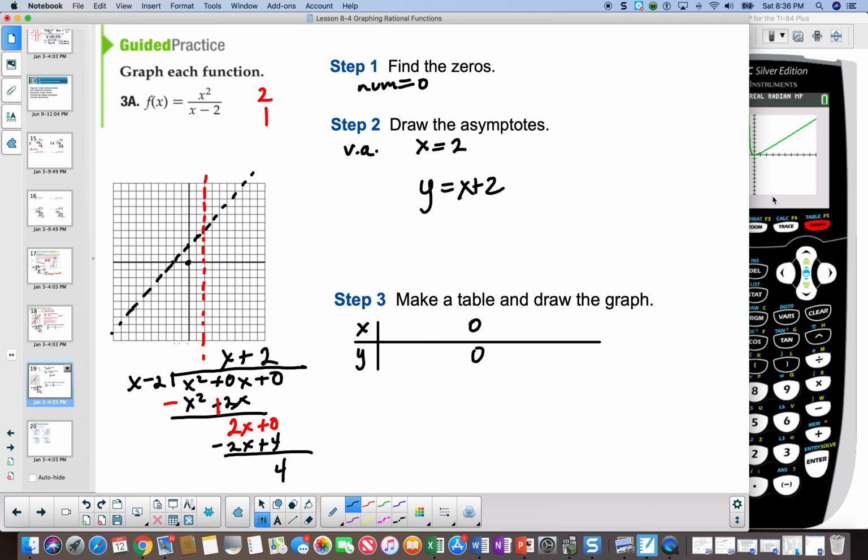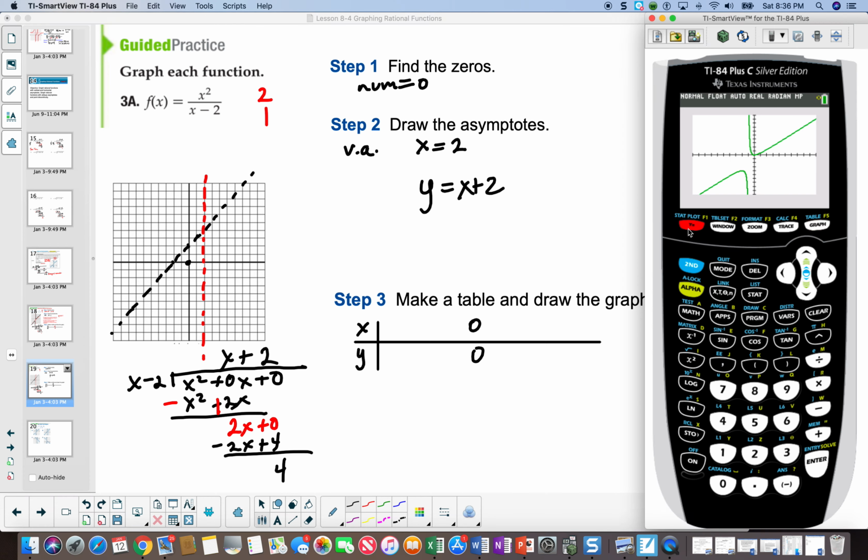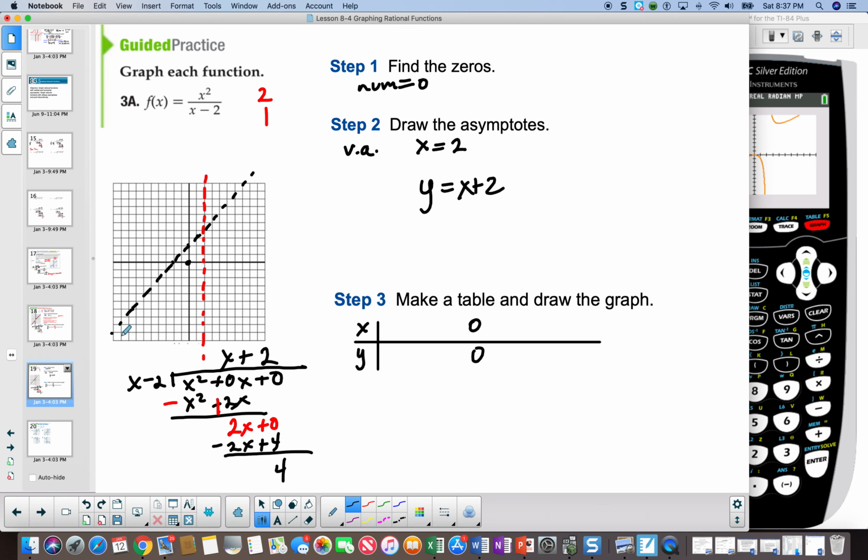Okay, we're going to let the calculator help us with the rest. I'm going to go to y equal. I'm going to turn this one off, and then I'm going to go ahead and turn this one on. That's the one I want. And I'll go ahead and hit graph. And you can see the graph wants to follow those asymptotes. So it wants to go along here, hit this, then go up and then down, and then it wants to hit that part right there.